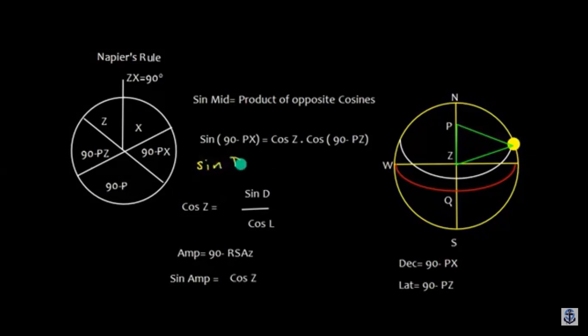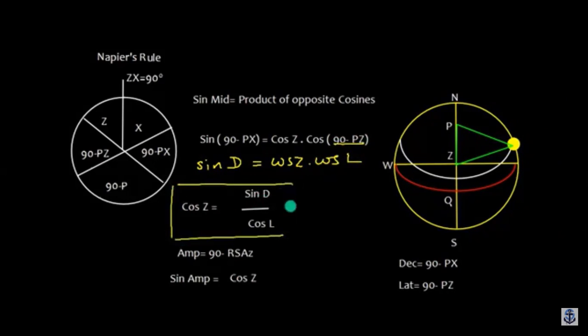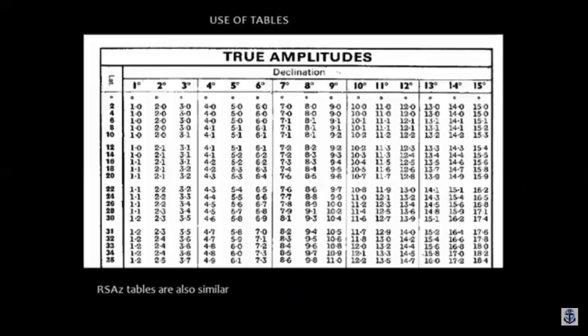So sine of 90 minus PX is sine declination, equal to cos Z into cos of latitude. So cos Z is equal to sine declination upon cos latitude. That is your amplitude or rising/setting azimuth formula. Amplitude is 90 minus the rising azimuth, so sine of amplitude is equal to cos Z, or cos azimuth. So sine amplitude is equal to sine of declination upon cos of latitude. This is how we determine the formula of amplitude.